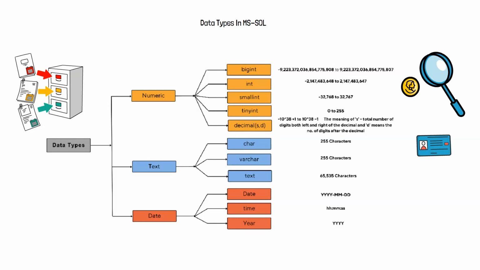I have mentioned S and D. S is the total size of the number. That means the total number of digits in the number, including the left and right of the decimal. And D is the number of digits after the decimal on the right hand side. Okay. So, for example, if you create a column called monthly sales, as I told you, you have defined it as a decimal, you also have to define the values of S and D.